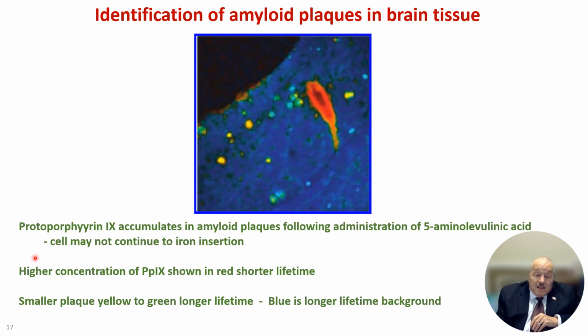So what happens, this protoporphyrin accumulates because the drug that they used was a precursor for that. The cell didn't continue to put an iron in the porphyrin, so the higher concentration of this compound is shown by the red in the shorter lifetime. And these are also smaller plaques and they're longer lifetimes. But if you just did a white light image of this, you probably would see virtually nothing, which is why the surgeons started to use this protoporphyrin method.